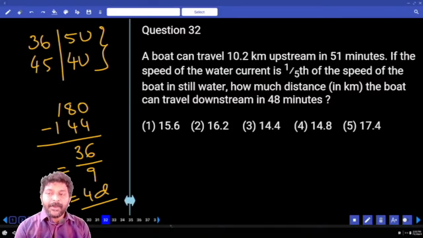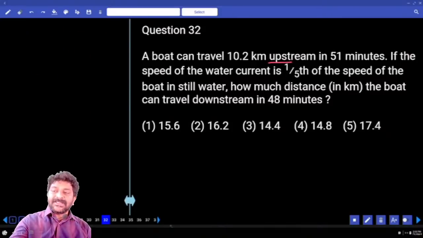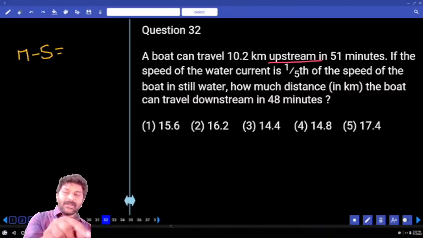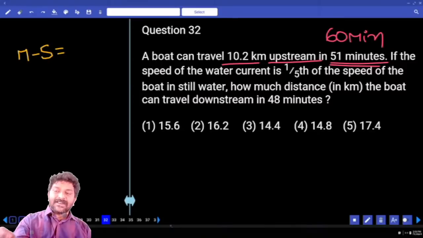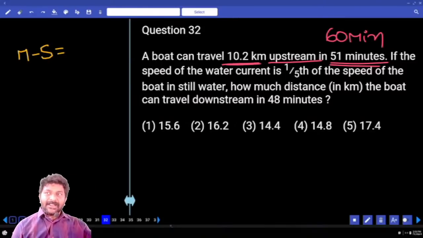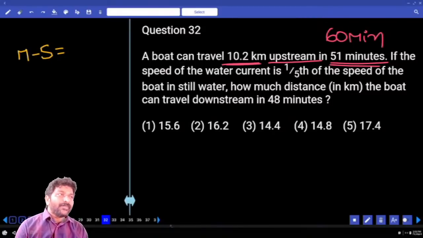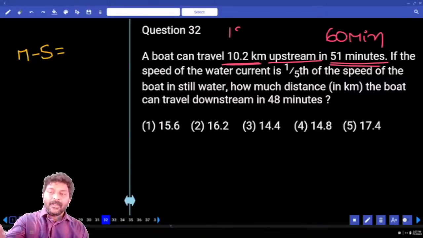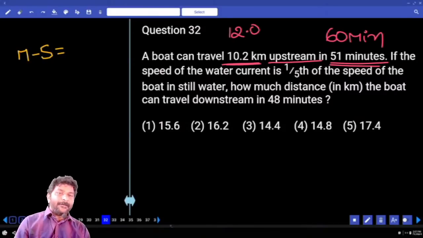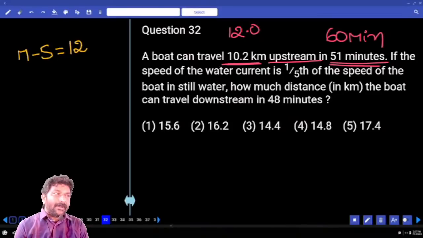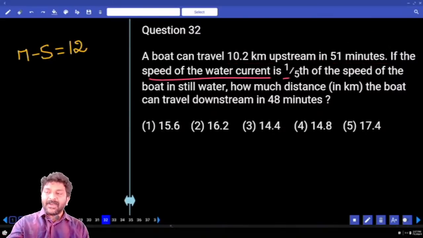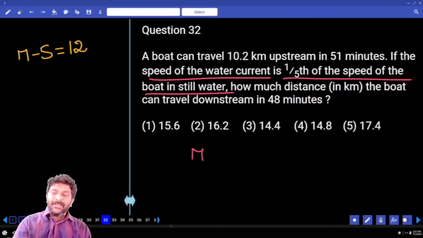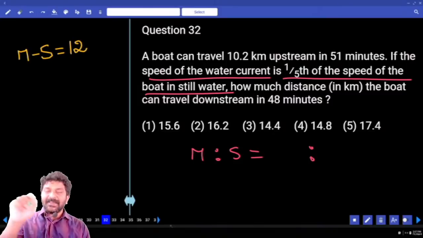A boat can travel 10.2 kilometers upstream in 51 minutes. Stop. Which stream is this? M minus S. Okay. So to calculate speed, we'll convert into 60 minutes only. For 51 minutes, distance covered is 10 or 2. Forget about decimal. Consider decimal later. Okay. What is relation between 51 and 102? Double, right? 60 double 120. Now if you consider decimal, it becomes 12 only. So upstream speed is equal to 12 kilometer per hour. Instead of using formula, we are converting it to how many minutes? Come on, 60 minutes. The speed of the water current is 1/5 of the speed of the boat in still water. That means the man speed to stream speed ratio is indirectly given.